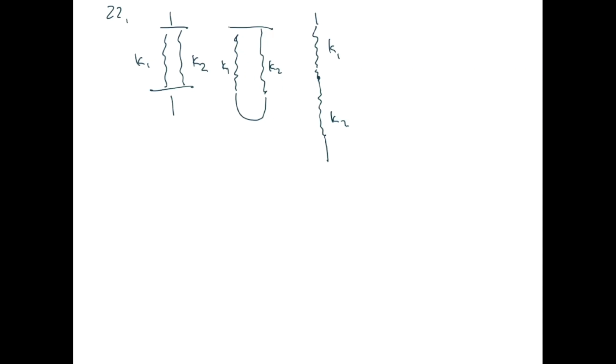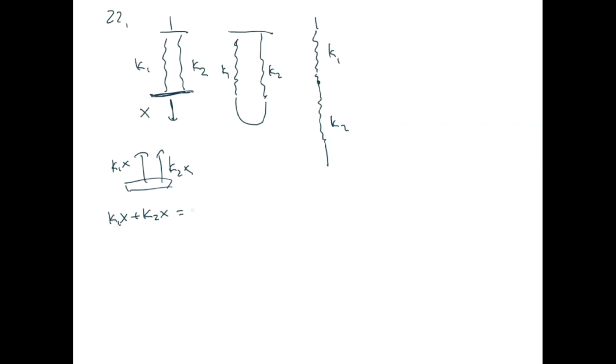So let's look at the first case. If we extend this end here by a distance x, then each one of these springs will be extended by x. So the end will have 1 force of K1 x pulling on it and 1 force of K2 x pulling on it. So the effective force is K1x plus K2x. And this should be the effective spring constant times the displacement. So this just means that the effective spring constant is the sum of the 2 spring constants.